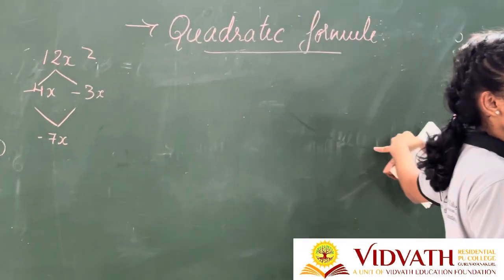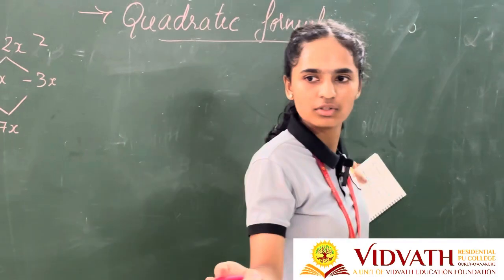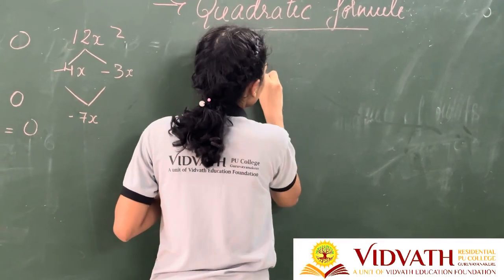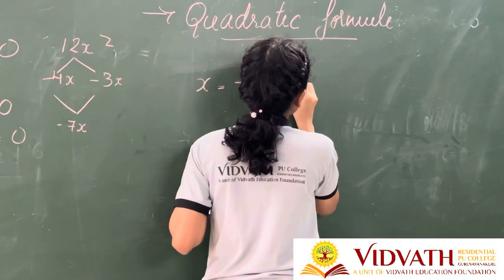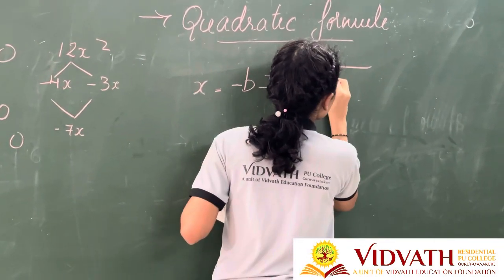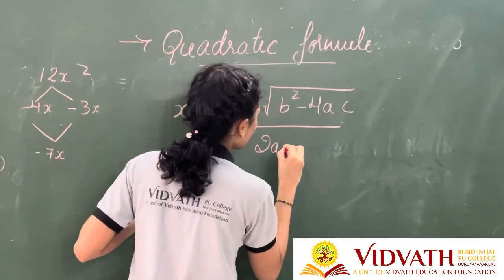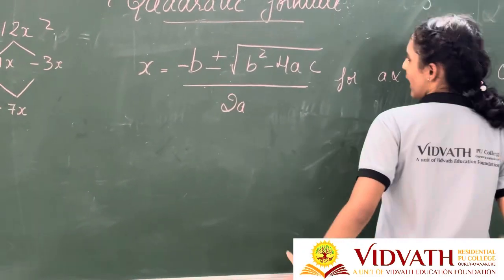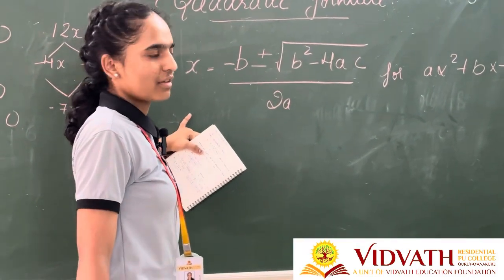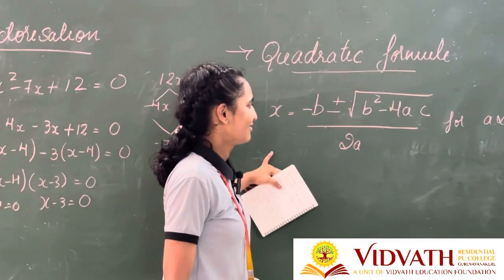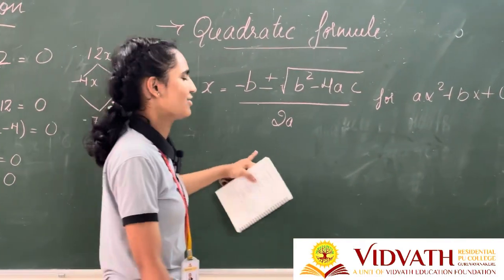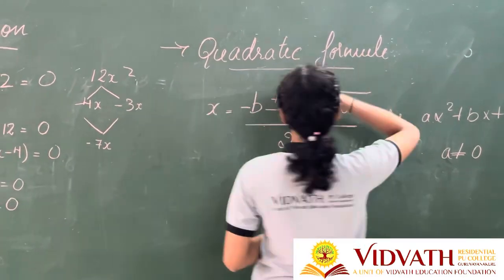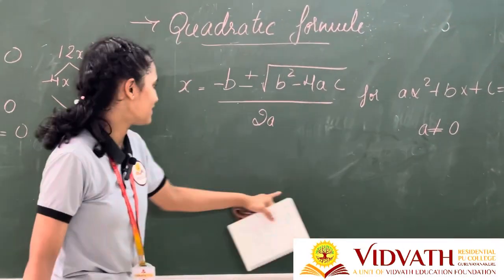Can you guess another name for the quadratic formula? Yeah, Sridharacharya formula. Where x is equal to minus b plus or minus root of b square minus 4ac divided by 2a, for ax square plus bx plus c is equal to 0. I have missed something. Can you guess? No, no, no. It's simple actually. A is not equal to 0. That's it. If you substitute a is equal to 0, then the expression turns to infinity, right? So, we cannot consider a is equal to 0.